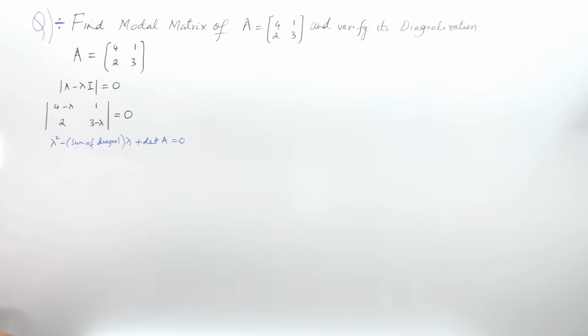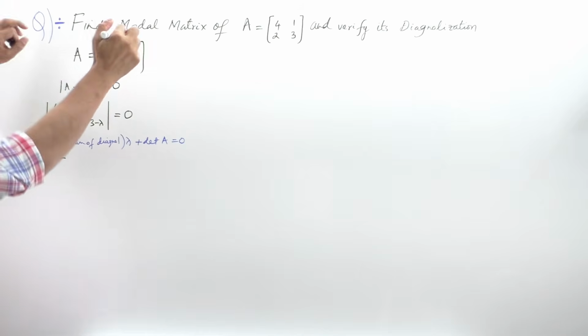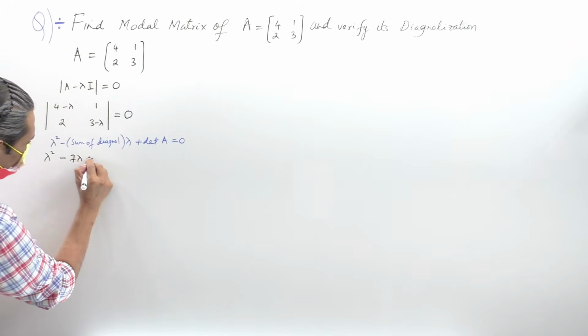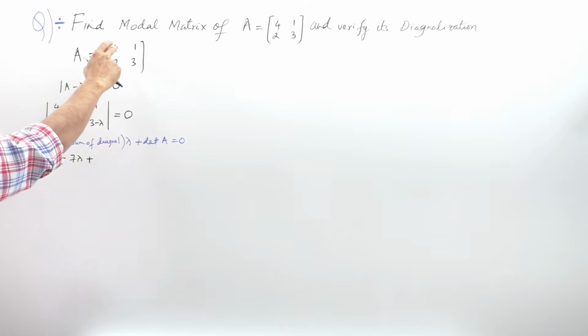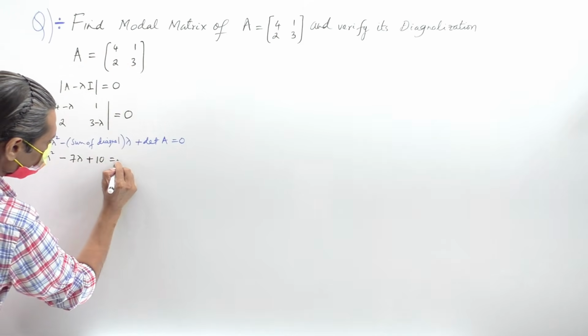Lambda square minus sum of diagonal into lambda plus determinant of A equals to 0. Now here, it's lambda square minus, what is the sum of diagonal? 4 plus 3 is 7, so 7 lambda, plus determinant. What is the determinant? 4 into 3 is 12, 12 minus 2, that is 10. So 10 is equal to 0.